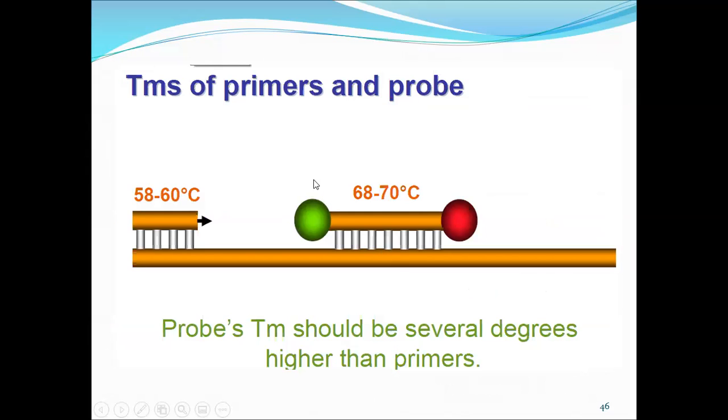The other thing is, the Tm of the primer and probe should be different. The primer has a Tm of around 58 to 60, and the probe should have a higher Tm, that means 68 to 70 degrees Celsius, so that it can still be attached when the primer is starting to extend.